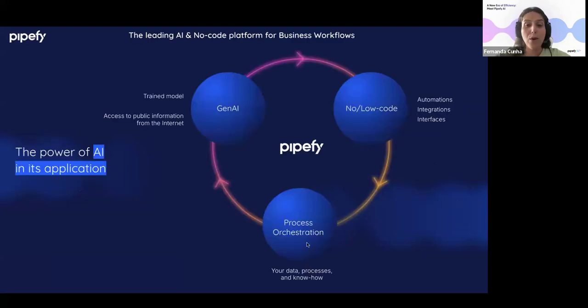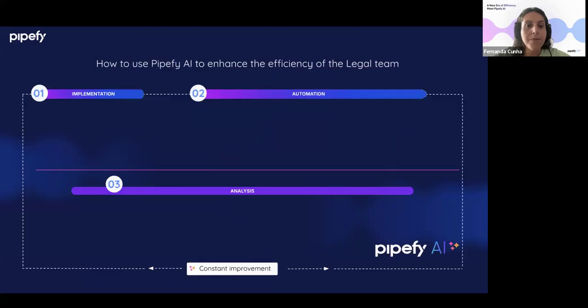But basically, this is how it works with Pipefy, okay? We have here our Gen AI, which is a trained model, and it has access to public information from the internet, and it is combined with our low to no code resources and features, right? Such as automations, integrations, interfaces, and so on. And we have the whole process orchestration with that. So that is basically your data, your processes, and your know-how combined, okay? So that is how the AI is applied into Pipefy. Remember, guys, if you have any questions, just type in the Q&A button, okay?